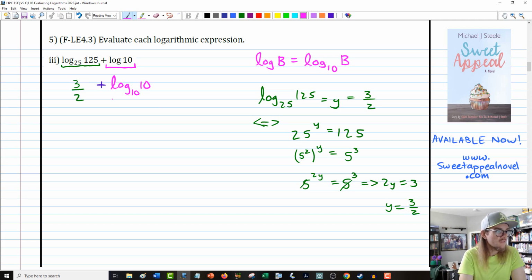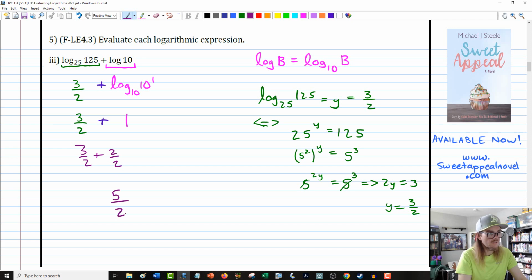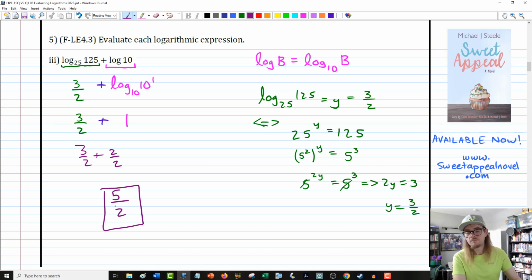All that remains then is for us to evaluate log base 10 of 10. But the power of 10 that gives us 10 is 1, so I don't think it's even necessary to dig deeper into that than we already have. This is just literally log base 10 of 10 to the first power. We can apply the inverse property and get right through it. So however you approach it, we end up with 3 halves plus 1 at the end of the day. That's going to be the exact same thing as 3 halves plus 2 halves, which does give us 5 halves as the value of our logarithmic expression.